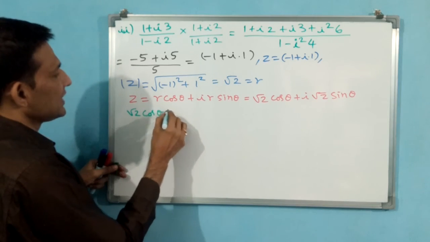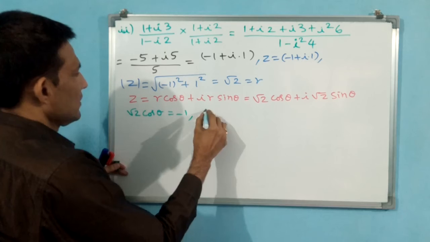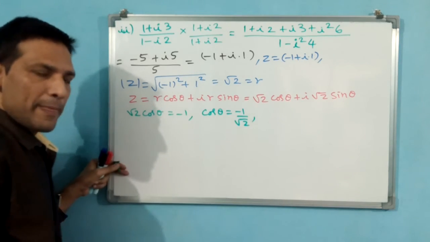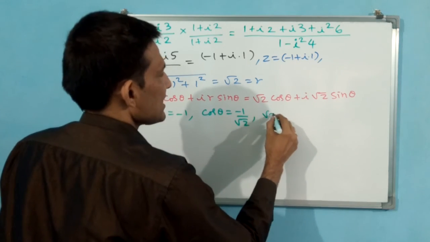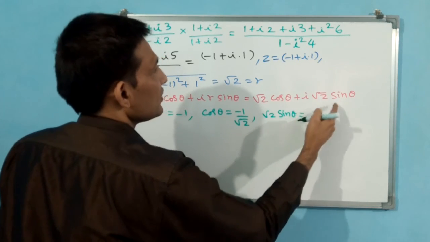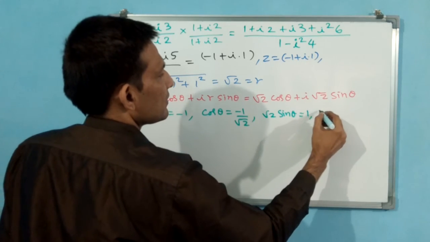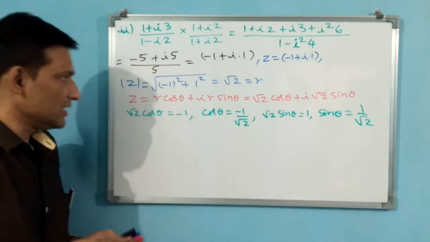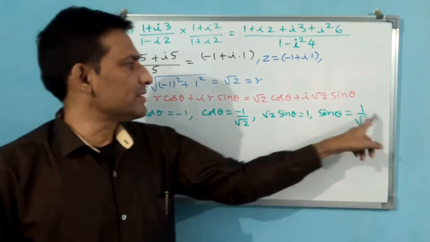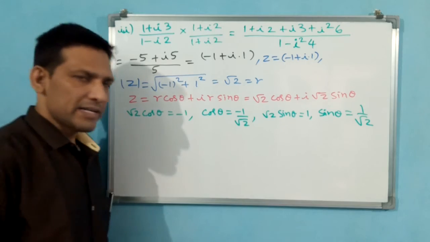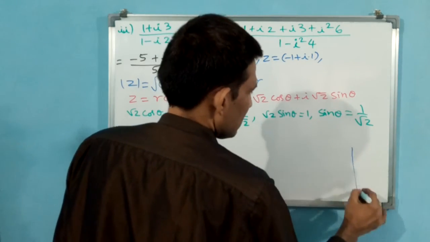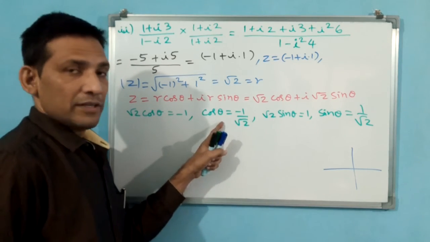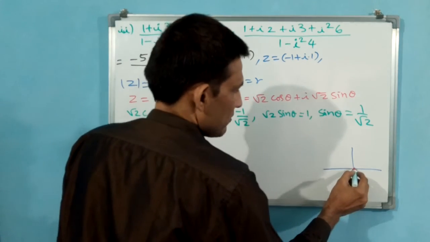Root 2 cos theta is equal to minus 1. Cos theta is equal to minus 1 by root 2. Root 2 sin theta is equal to 1. Sin theta is equal to 1 by root 2. Now you see, cos theta negative, sin theta positive. Same like earlier question only, but again I am writing. Cos theta negative, sin theta positive. See, here only it is going to become.